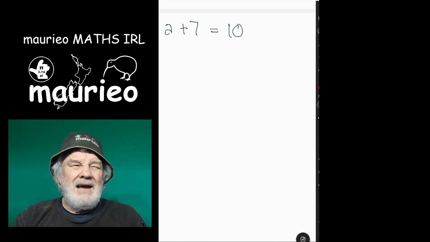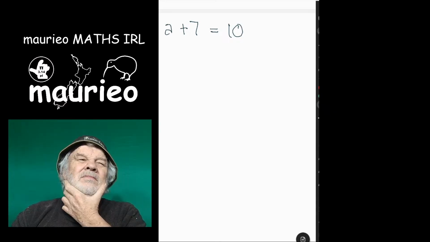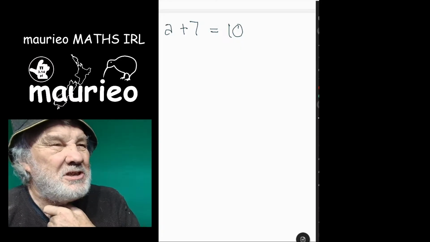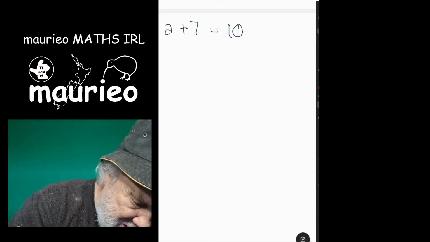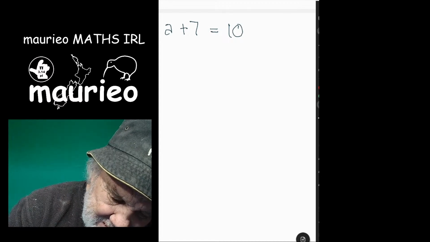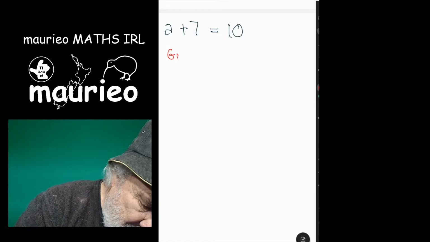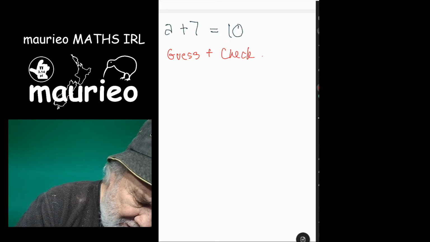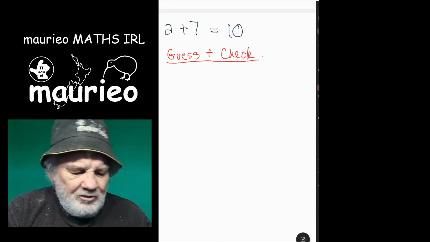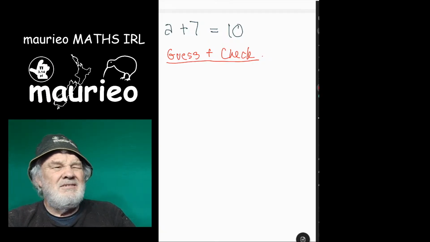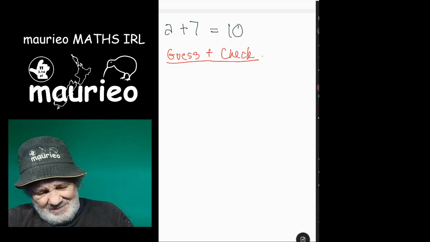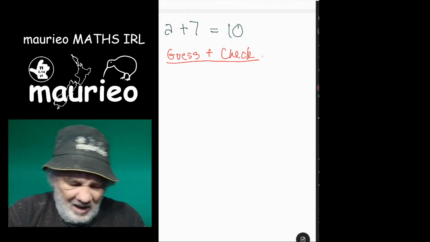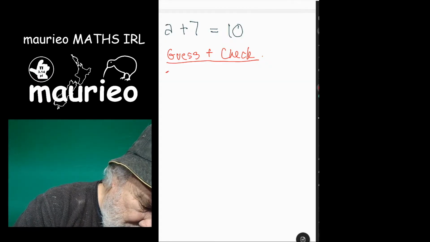So we start with a number. One of the options that we have is one called guess and check. We could just guess a plus 7 equals 10. Well, it's got to be less than 10, doesn't it? No, it's going to add 7. Let's try 4.